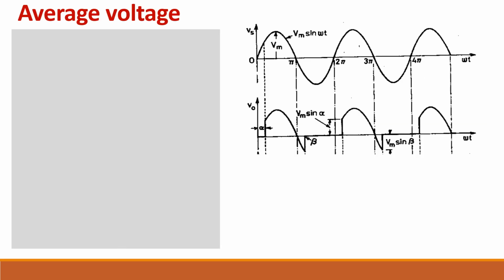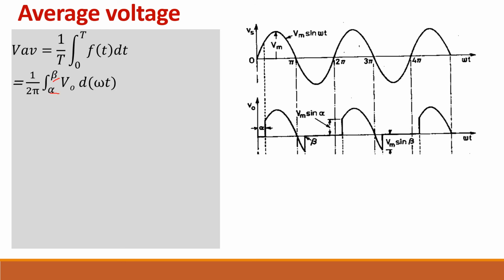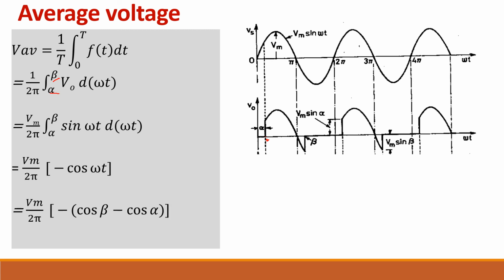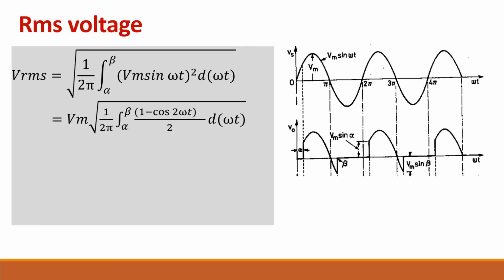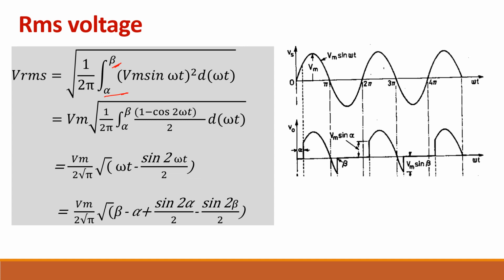So let us find the average voltage for this waveform. Again alpha to beta is the limit here, because output voltage will exist from alpha till beta. So the limits alone will change, the remaining things are the same. Again for RMS voltage, limits alone will change, and if you simplify, you will get the RMS voltage.